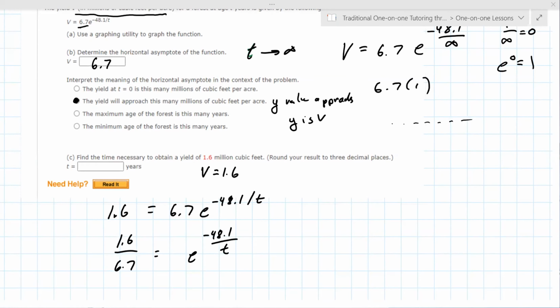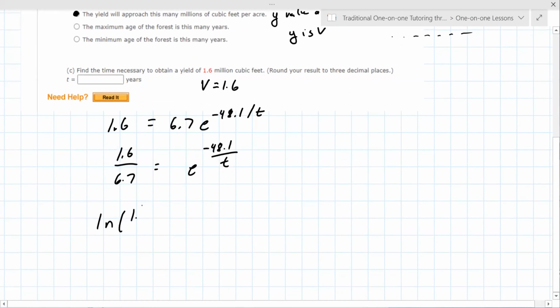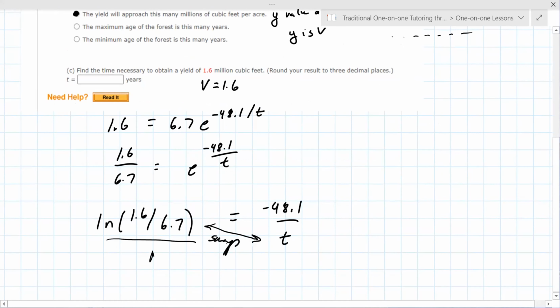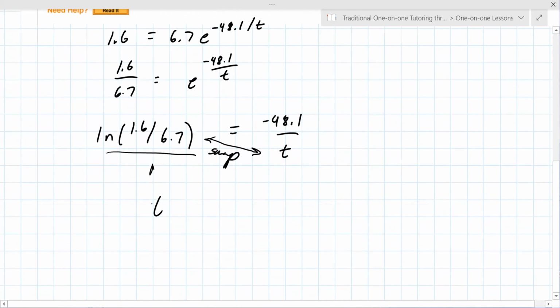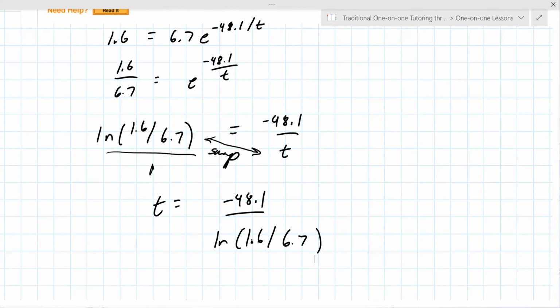So take the log of both sides, and the result of that step is you get minus 48.1 over t. Whenever you have t in the bottom over here on the right, it can actually swap positions. You can actually just swap these. That's pretty helpful here because that tells you the answer right away. So t is minus 48.1 over natural log 1.6 over 6.7. So if you got a calculator handy, go ahead and see what you come up with for that.